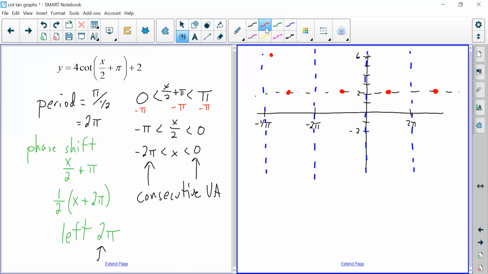So instead of going over a quarter of a period and up 1, I'm going to go over a quarter of a period and up 4. That's that vertical stretch. And I'm going to go to the right a quarter of a period and down 4. Again, the vertical stretch. And that enables me to graph pretty accurately what this is going to look like.